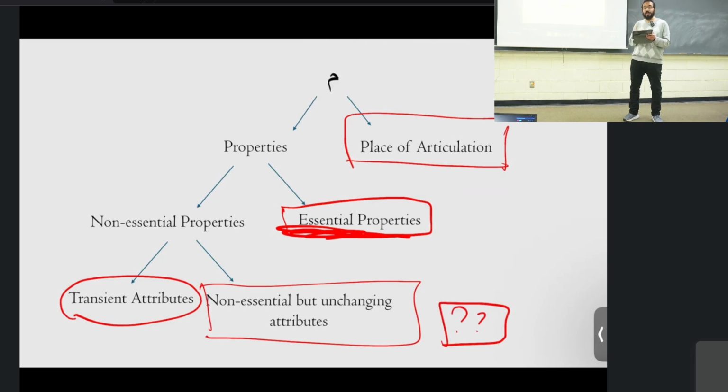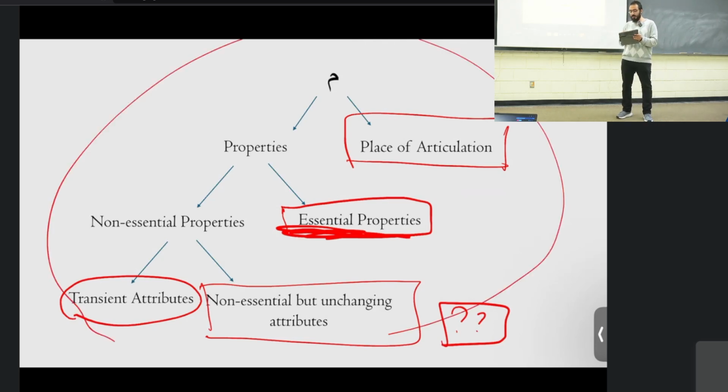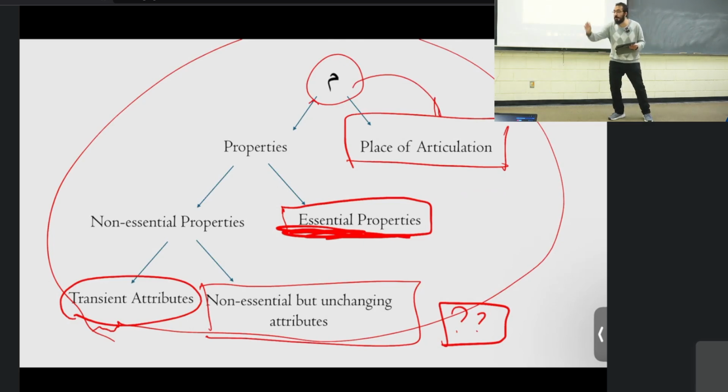A non-essential but changing property or attribute. But that's not important for now. But the idea is, always remember that this picture is the whole of Tajweed. I have a letter. I'm looking at the place of articulation. I'm looking at its properties. And we took examples of properties last time.